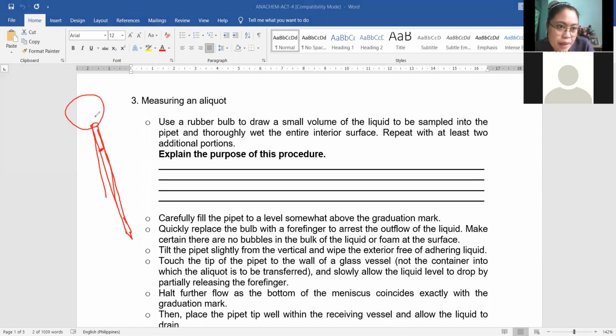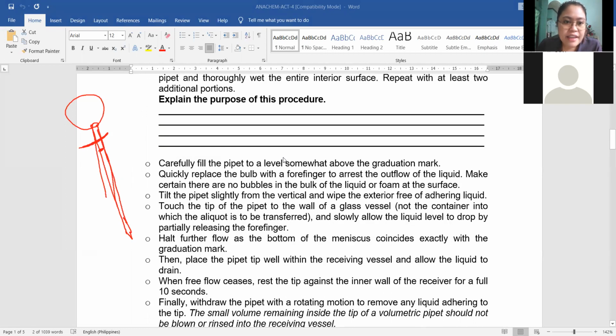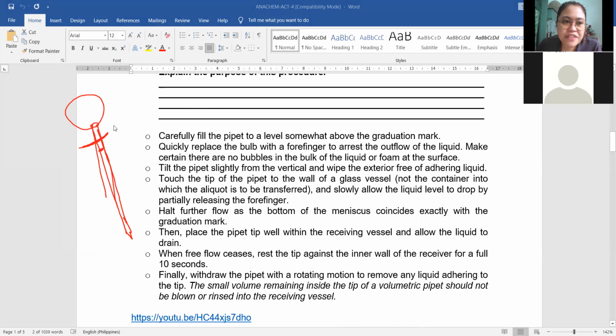So, gamit tayo ng bulb class to draw liquid from the container, and then after wetting all the surfaces with the solution, we can now start measuring the solution. So, using the pipette bulb gihapon, i-fill in natin itong pipette pero above the calibration mark. So, i-fill in natin siya hanggang sa taas pa ng graduation or calibration mark. And then, quickly replace the bulb with the forefinger. After na umabot siya dito hanggang sa taas, kunin natin yung bulb, and then ang gagamitin na natin is our finger. This forefinger natin to arrest the outflow of the liquid.